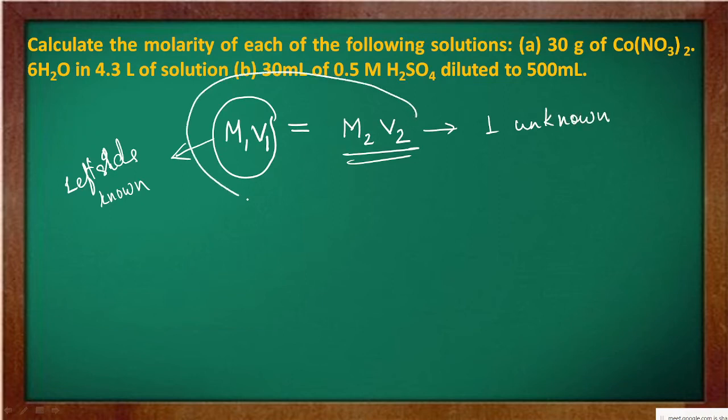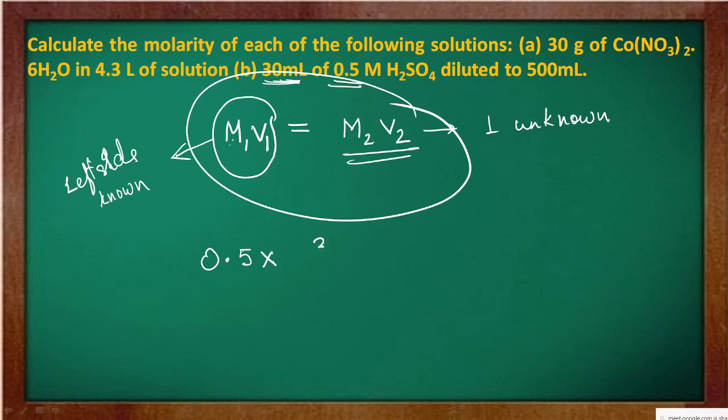Now this relation you will be using in your practical labs when we will be calculating the molarity of different solutions. So here, what is the molarity that is given to us? We have been given 0.5, so write 0.5 in place of M1, into the volume. 30 ml is given, so write 30 for V1. Now you have to calculate the molarity, meaning M2. So write M2 into V2. See how much the solution has been made up to: 500. So here you will get your 500.